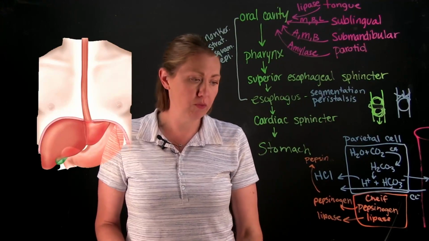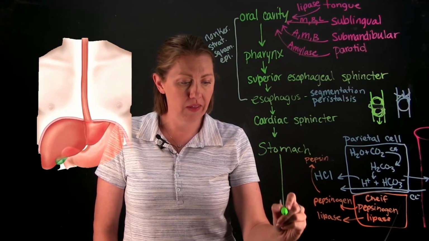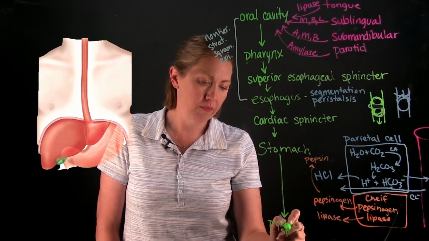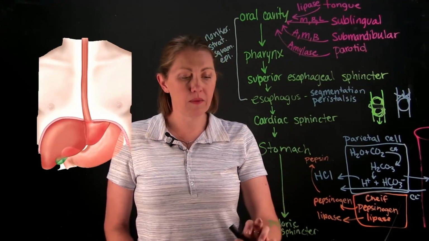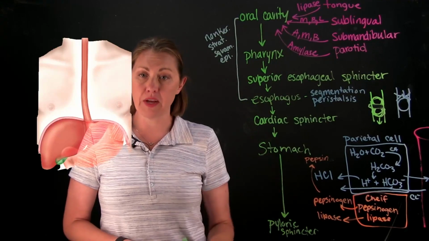And speaking of which, we should probably mention that real quick too. So after the stomach, there is a ring of muscle on the other end called the pyloric sphincter. This is the barrier between your stomach and your intestines.